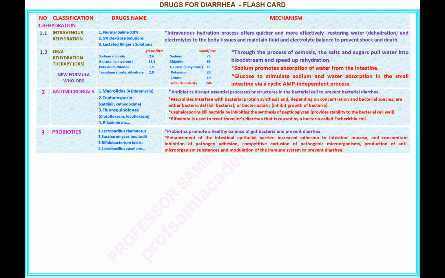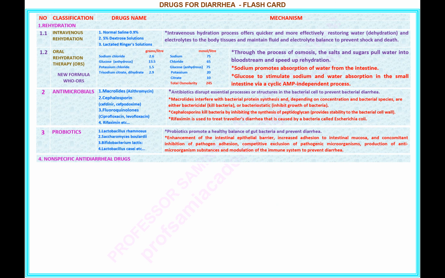Enhancement of the intestinal epithelial barrier, increased adhesion to the intestinal mucosa, and concomitant inhibition of pathogen adhesion, competitive exclusion of pathogenic microorganisms, production of antimicrobial substances, and modulation of the immune system to prevent diarrhea.